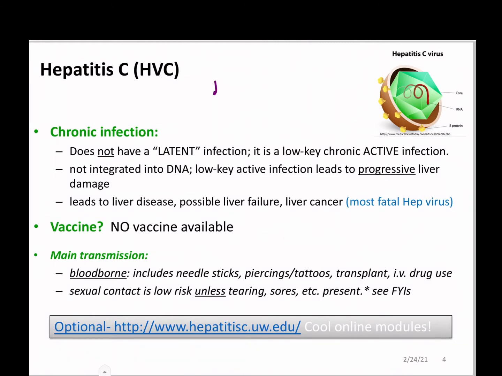Hep C is an RNA virus. And as we said, once infected, the body has that normal acute infection response where you just feel kind of generally sick, and many people will clear it. A larger number of people won't clear it and will have that low-grade chronic infection. Again, that chronic infection is active. It's just really low and slow. So we can't call it latent.